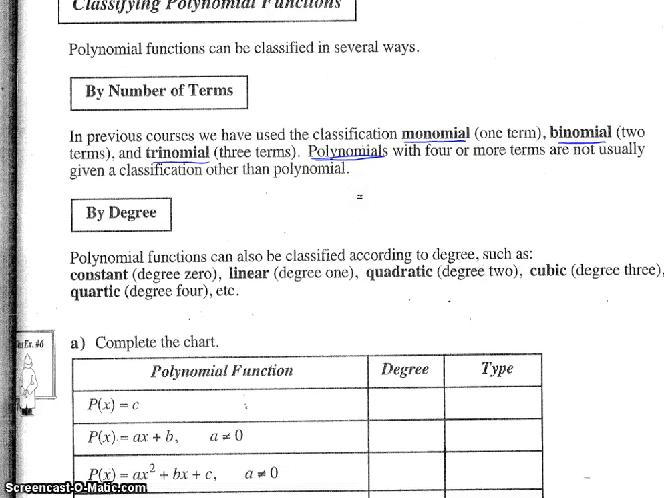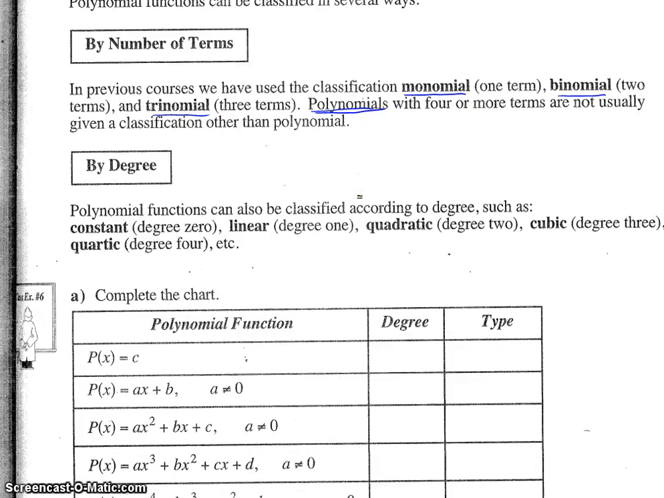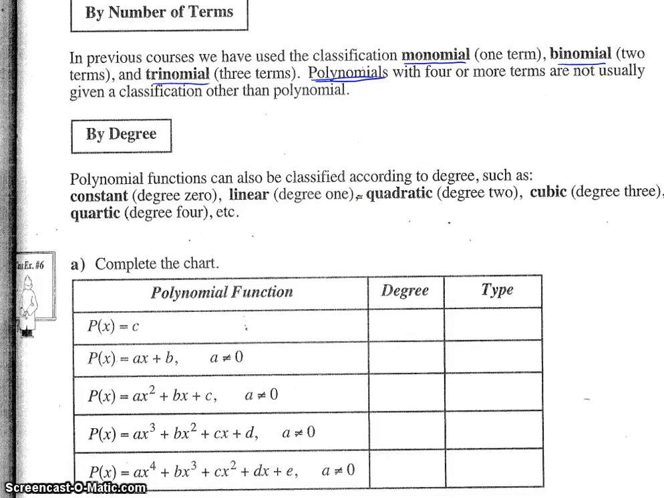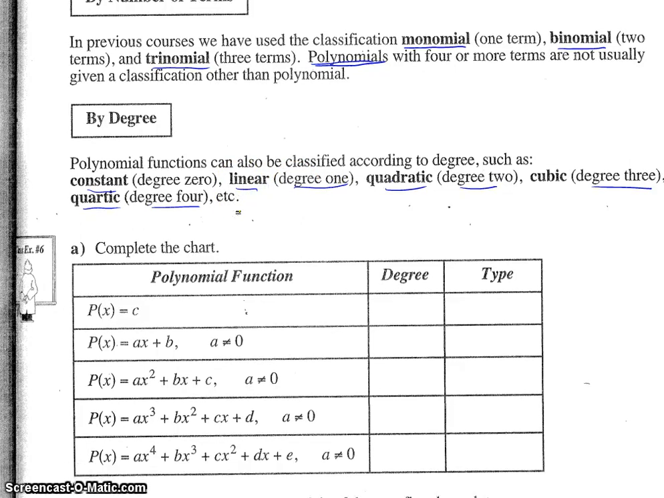All right, you can also classify polynomial functions by degree. If you hear something like it's a quadratic, that means our degree is 2. Cubic is degree 3. Quartic, degree 4. We just talked about an example where it was degree 0, and that was called a constant function, and degree 1 is called a linear function. So we kind of need to know those ones.